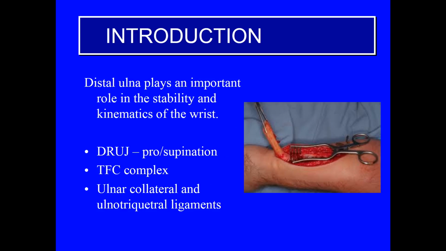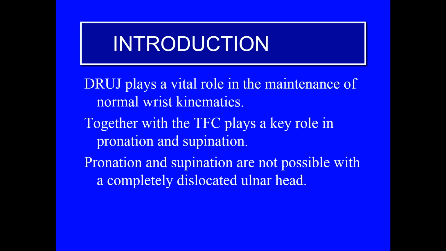So the distal ulnar plays a very important role in the stability and the kinematics of the wrist, and this would not be considered ideal treatment in this day and age. The important components are the distal radial ulnar joint, the triangular fibrocartilage complex, and the ulnar collateral and the ulnar triquetral ligaments, with the continuation of the ECU fascia forming part of this. It also plays a vital role in the maintenance of the normal wrist kinematics, apart from its role in prosupination, for which it's essential. Prosupination is not possible at all with a completely dislocated ulnar head.